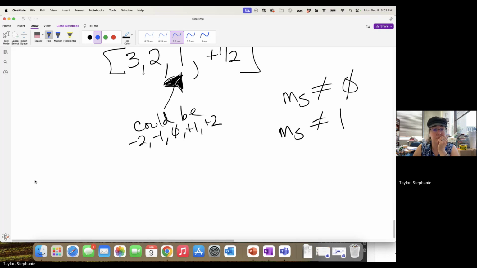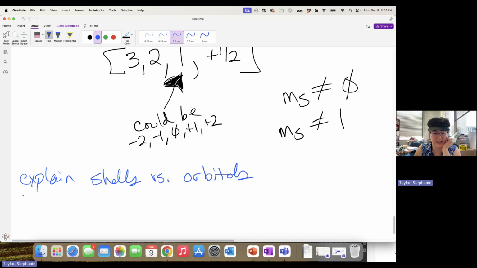Yeah, we got quite a few. Cool. What we got? So the first one that we have is, can you explain the difference between shells and orbitals? Okay. Can you explain diamagnetic elements in their neutral ground state? Yes.